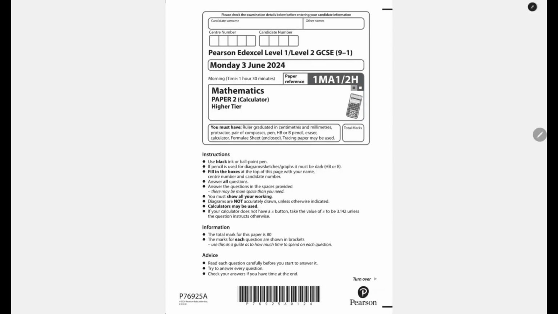Today we'll be going through the 2024 June Paper 2 Calculator Higher Tier paper. We'll be going through each and every question step by step to make sure we get the full marks. Let's get into it.